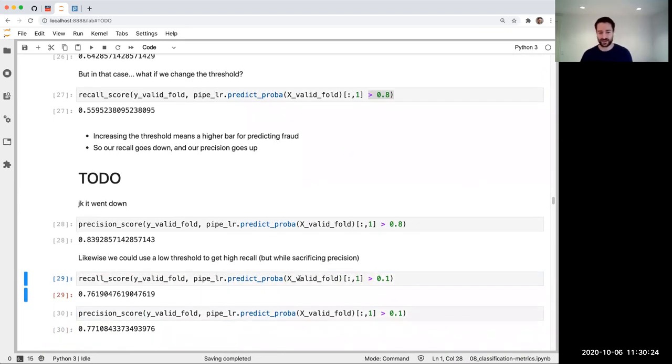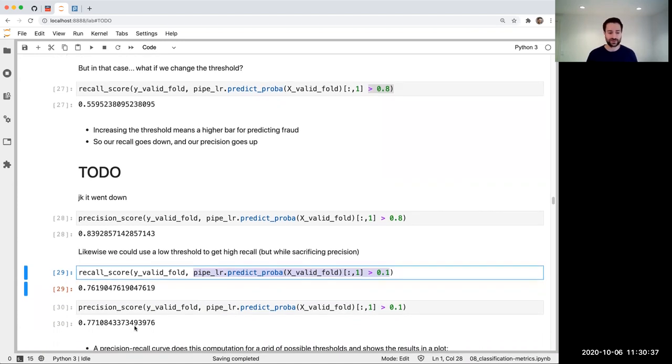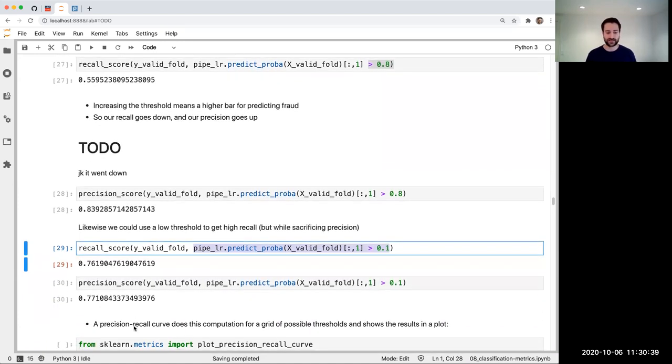What this is saying is I'm going to be very trigger happy and predict fraud very easily. The score just has to be more than 0.1. So yes, I'm going to catch more frauds now, but I'm also going to have more false alarms.